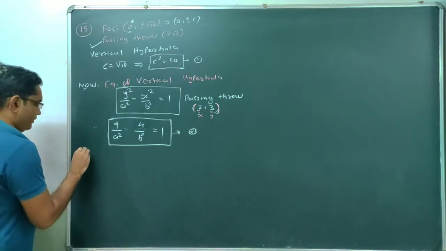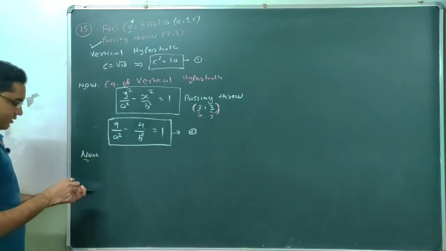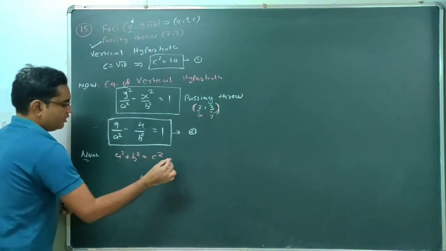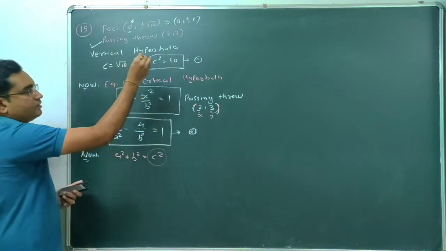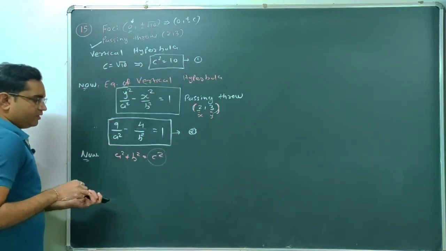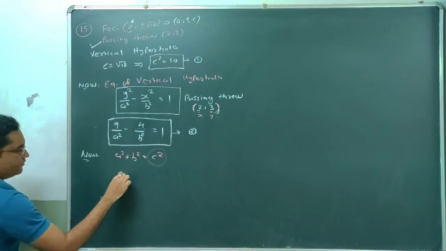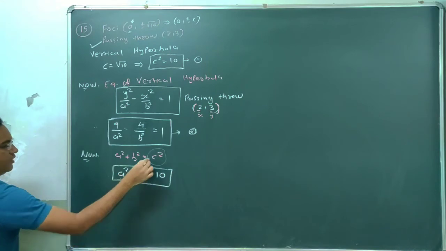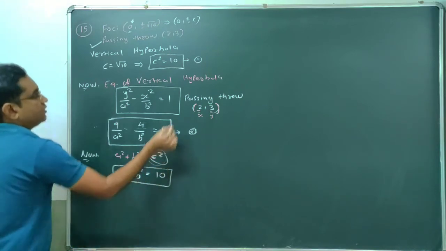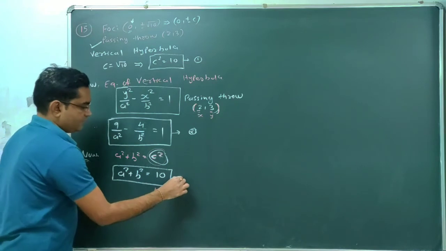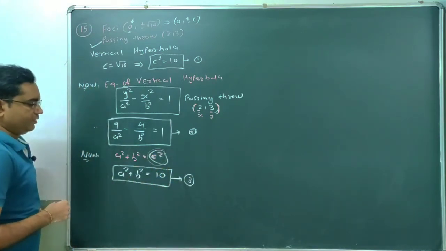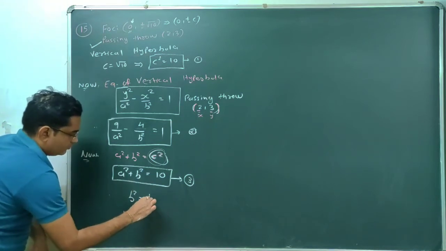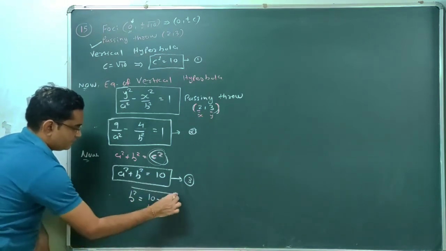Now students, we are using one formula throughout our exercise, and that formula is a square plus b square equal to c square. What is c square? c square is 10. Put the value of this c square equal to 10. So one more formula is there, a square plus b square equal to 10. Say this one is result number 3. Done. So from this result, students, we can write b square equal to 10 minus a square.